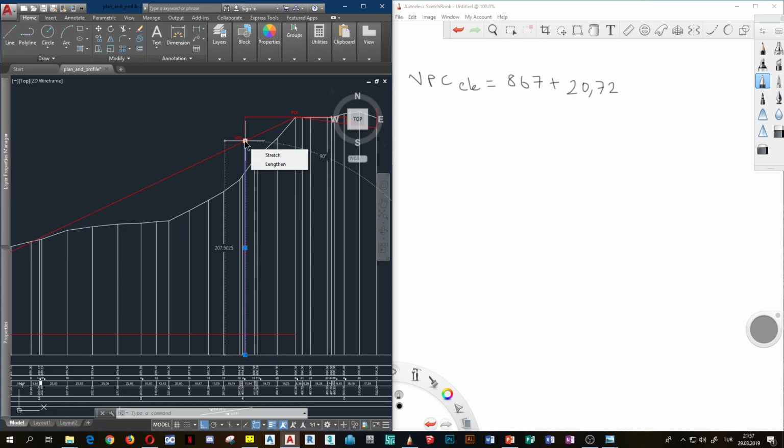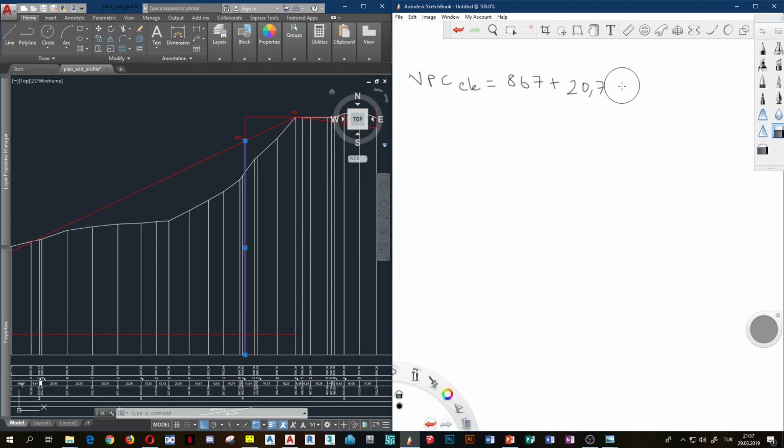Again, don't forget it. 5 5 0, 25. 5, 5, 0, 25. Yes. It's equal with calculator 8 plus point. Yes, so VPC elevation.